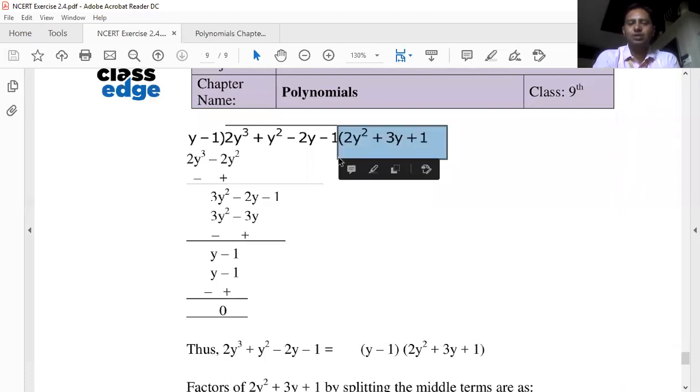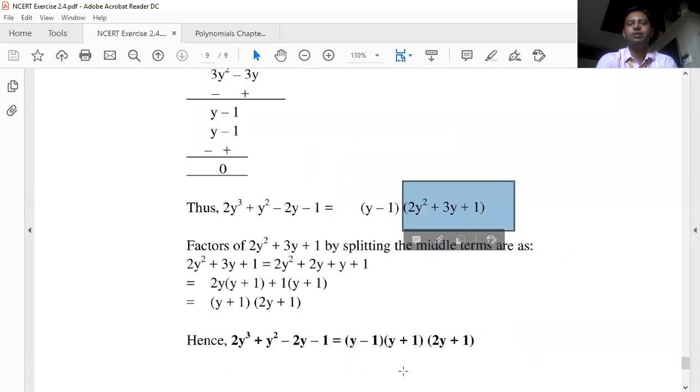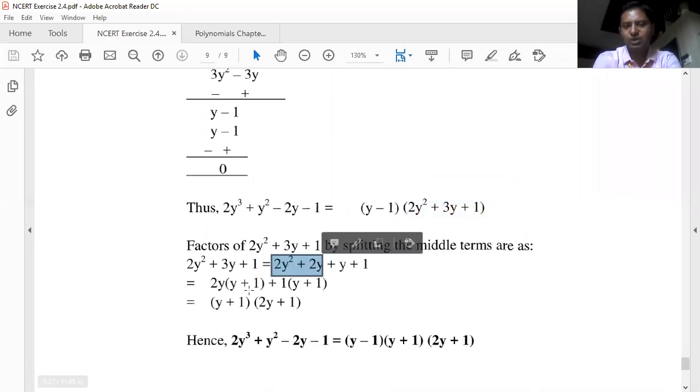So 2y square plus 3y plus 1 is the quotient. We'll do the middle term splitting for this 2y square plus 3y plus 1. After completing the middle term splitting, we'll get 2y common from the first two terms. That is y plus 1 is the remaining factor after taking 2y, and plus 1 common from the last two terms, that is y plus 1 here as well. So we can take y plus 1 common, which remains with 2y from the first term and plus 1 from the last term, that is 2y plus 1.